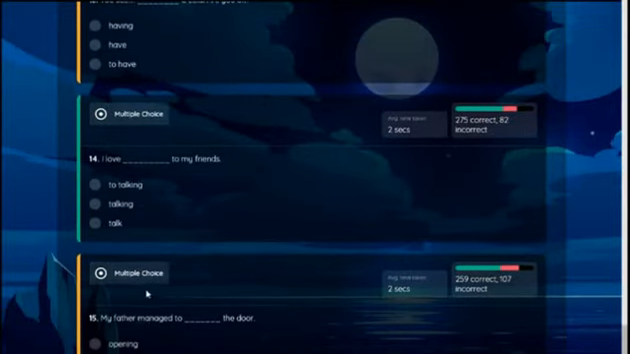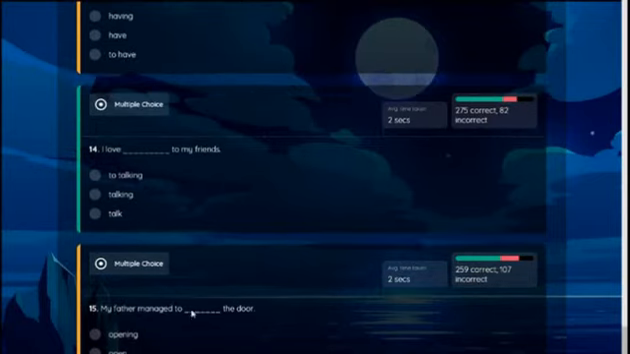14, I love talking to my friends. So love is followed by gerund, which is ing form. Talking, so I love talking to my friends. And finally, my father managed to open this, the second option. My father managed to open the door.